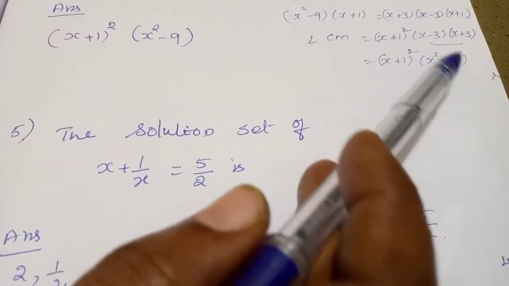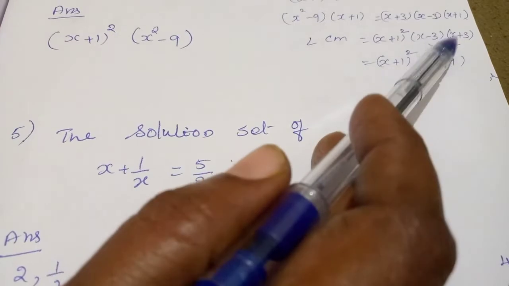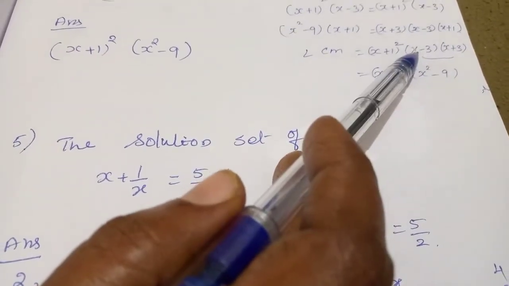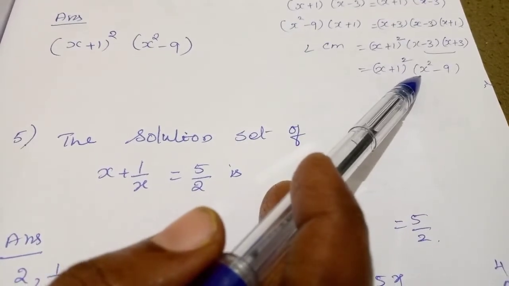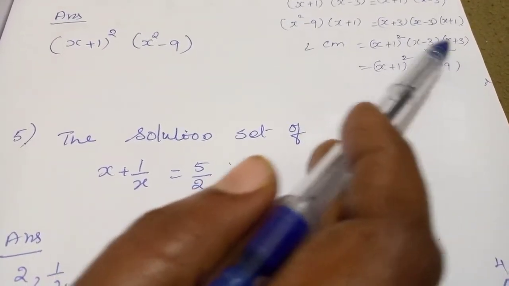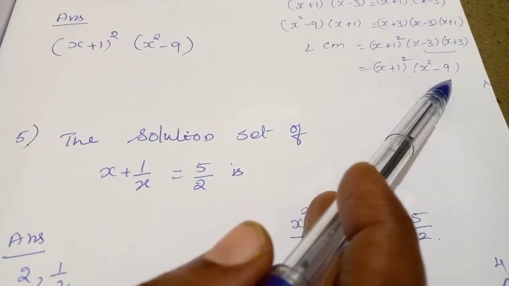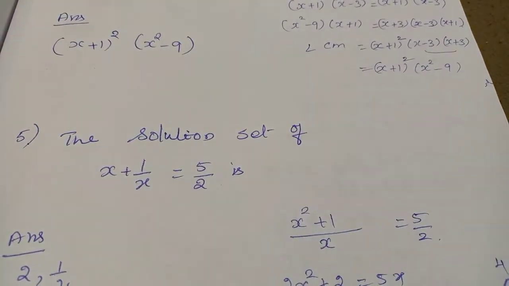Okay, this one, how is it? Did you understand the expansion of a plus b into a minus b? A plus b into a minus b is a square minus b square. So x minus 3 into x plus 3 can be written as x square minus 3 square, that is x square minus 9. Okay, let us go to the next question.